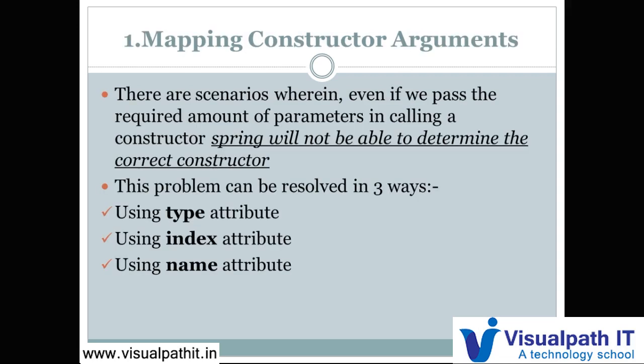So first, let's see what exactly is mapping of constructor arguments. There are some scenarios where, even if we pass the required number of parameters in calling a particular constructor, even then Spring will not be able to determine the correct constructor. So this is a kind of limitation or problem. To resolve it, we have three ways: one is using the type attribute, second is the index attribute, and the third is the name attribute.